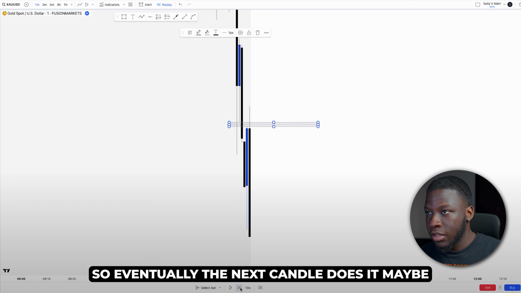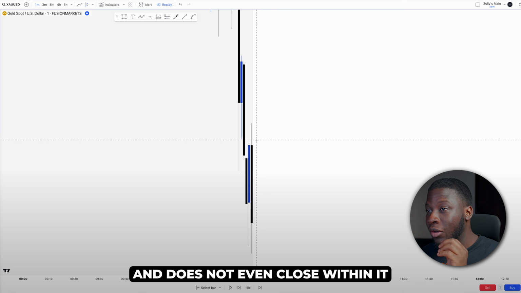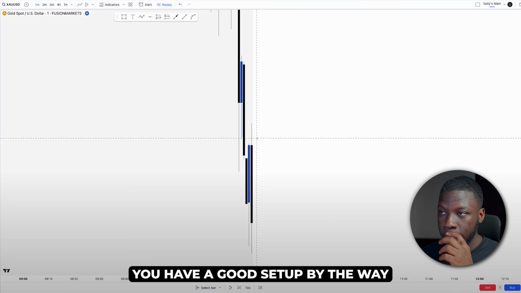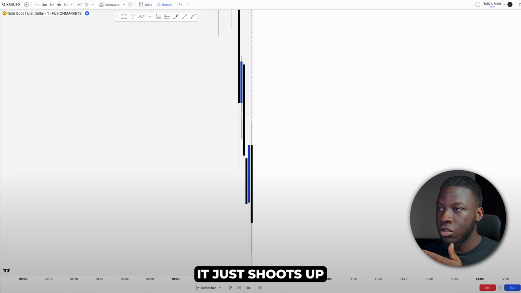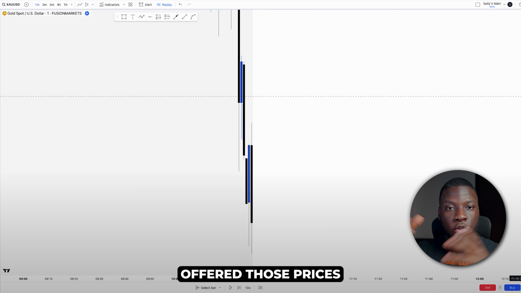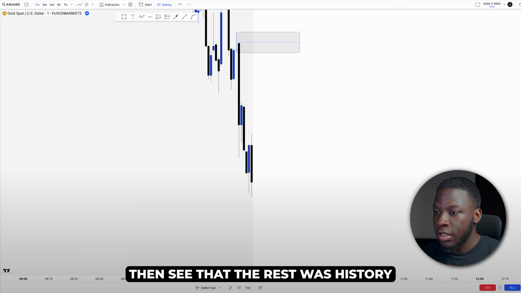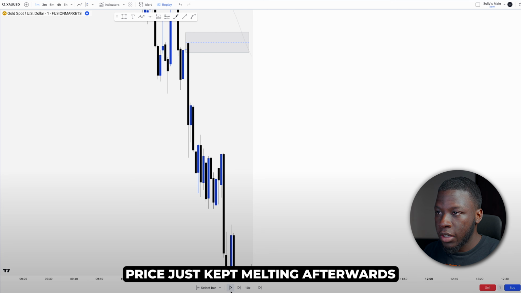So eventually the next candle does it maybe. Yes. You can see the next candle went all the way up, filled it, and did not even close within it. That's when you know you have a good setup, by the way. When they don't close within it, it just shoots up, fills it, and immediately starts going back its way. So it almost went back, offered those prices, and then continued in the direction that it was going in anyway. Once we got that, you can see the rest was history. The price just kept melting afterwards.